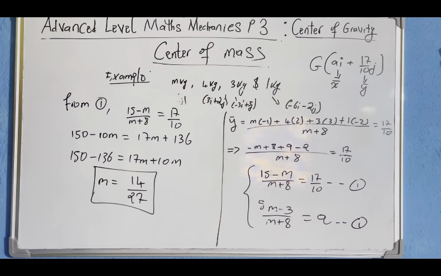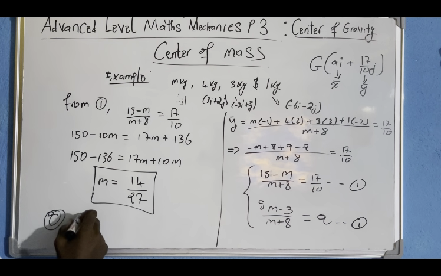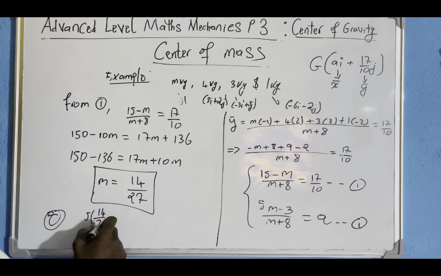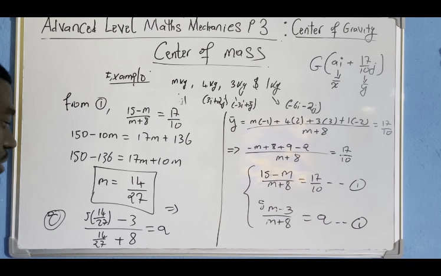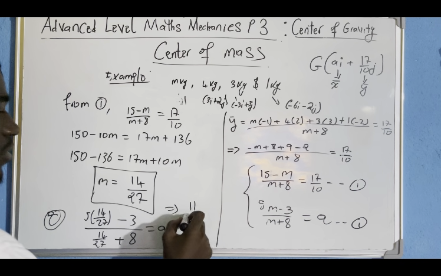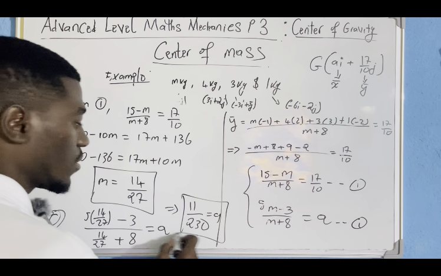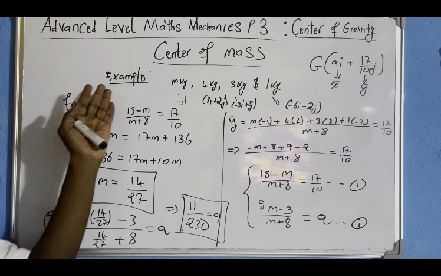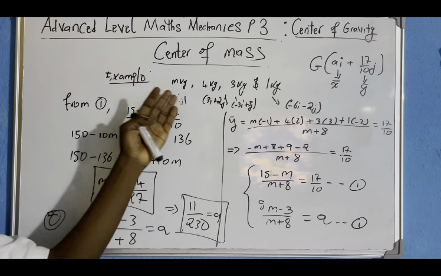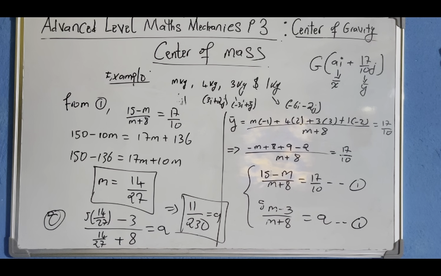So without wasting time, we have the value of m. With that value of m, we now come to equation 2. We substitute m by this. We have 5 into 14 all over 27 minus 3 divided by 14 all over 27 plus 8 should give us A. When you finish to simplify, you have 11 all over 230. So that is the value of A. As simple as that, I have the value of A and the value of m. So this is a sample question under center of mass, where you have been given the masses with their respective coordinates.